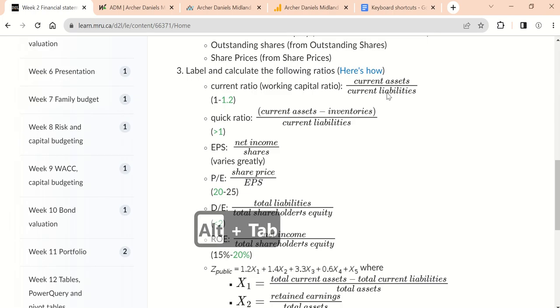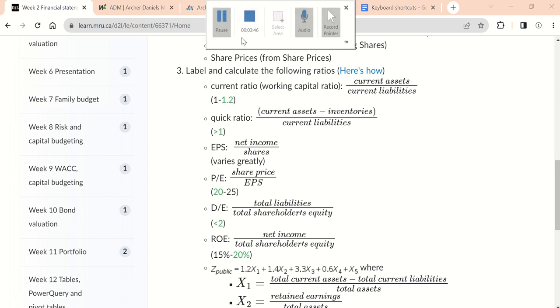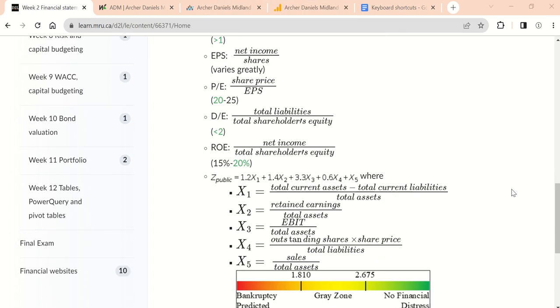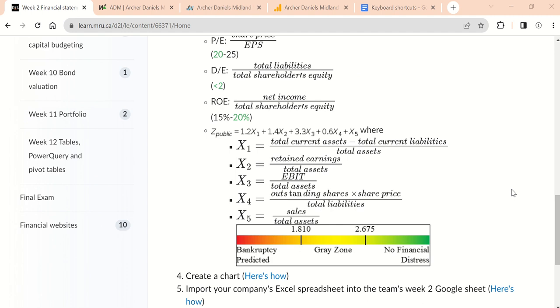And then the next one is the Z-score. It's got 5 factors in it, X1 to X5, and you'll see that there's a number that you multiply each of these factors by. And it gets a number where if it's above 2.675, then you are not under financial distress, you're good. But if you're below 1.81, they're predicting bankruptcy, and the gray zone is between those two numbers.